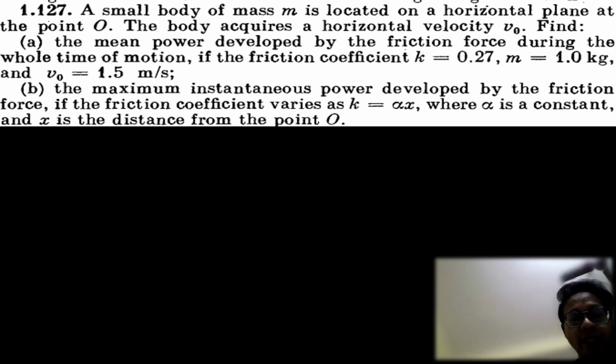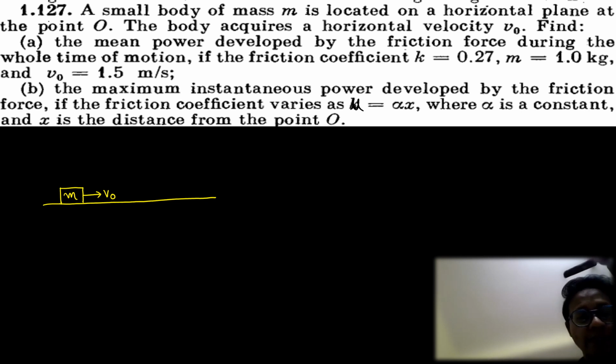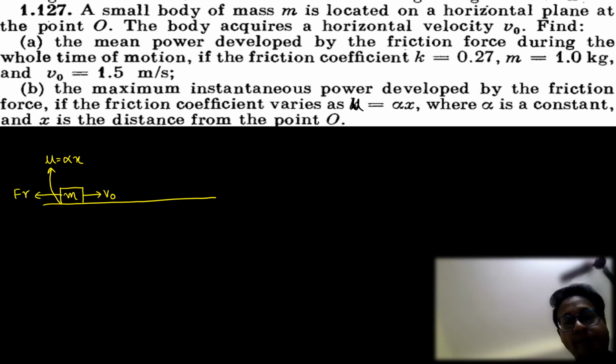Out here there is a ground and there is a block of mass m. It is projected with velocity v naught. In the second part of the question, however, the mu, the coefficient of friction, is variable, alpha x. That means as the block moves forward, or as you go farther, the ground becomes coarser and coarser. So the coefficient of friction keeps on increasing, and this coefficient of friction will be used in the friction force.